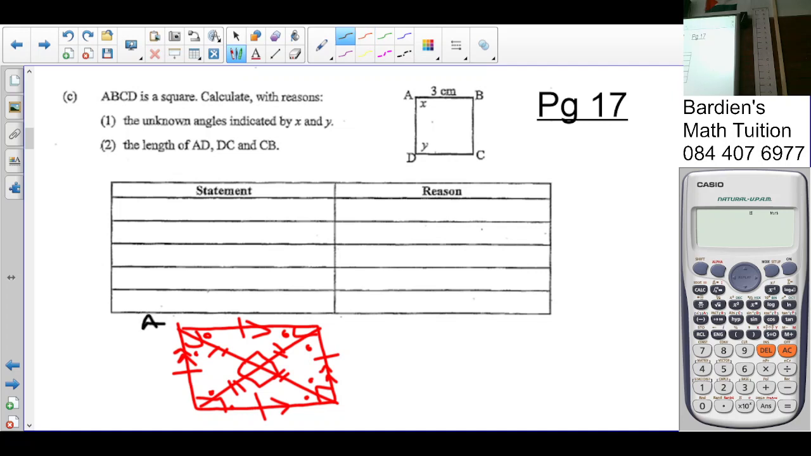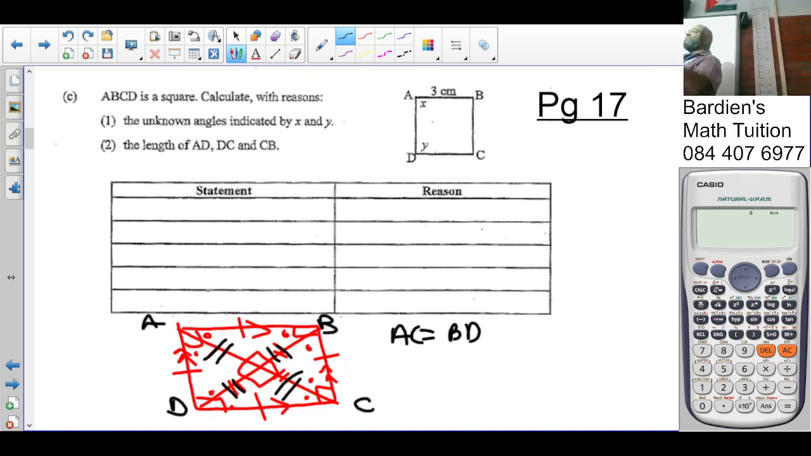So there we go. A, B, C, D. So AC is equal to BD. Also, when somebody said that the diagonals bisect each other, you have to say that the diagonals bisect each other equally. Why? Because if both diagonals are equal, and they're bisecting each other, then they are bisecting each other equally. You understand?